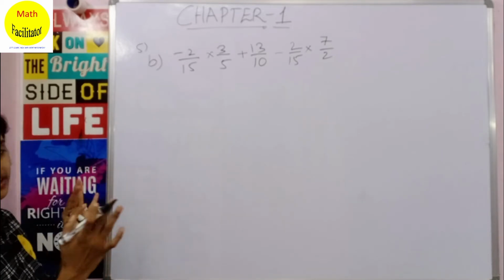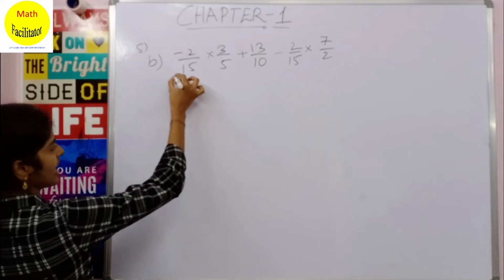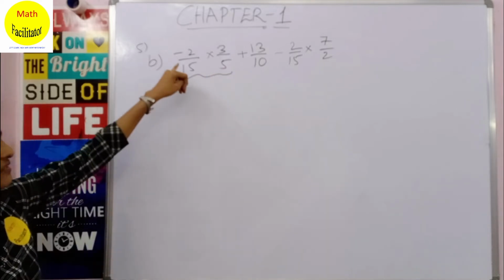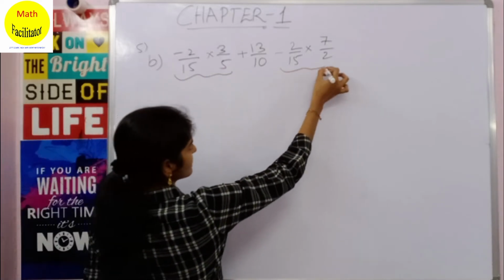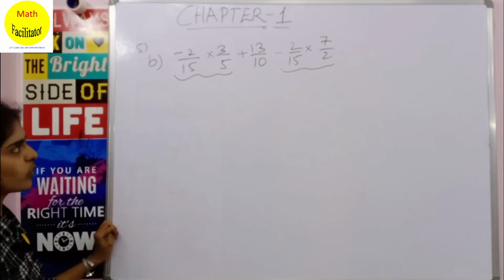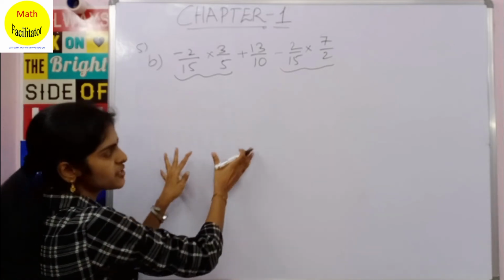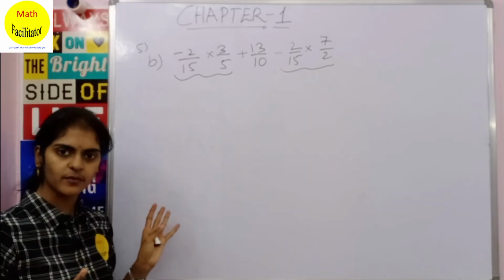Firstly you have to observe the given problem, and here you can see that minus 2 by 15 you can find in this term and also in this term. So what we shall do is bring these two terms together. How? Using the commutative property.